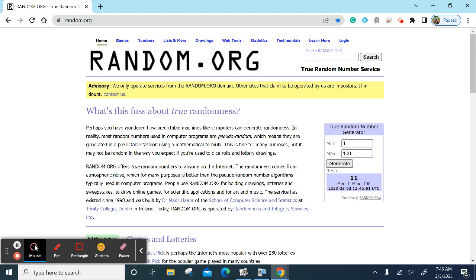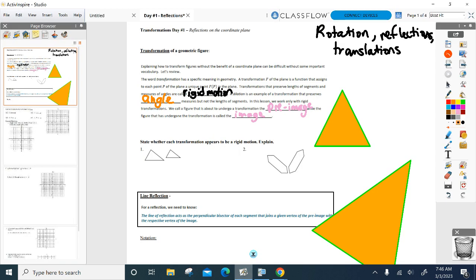Right off the bat, number 1. Do they look congruent? Nope. Not a rigid motion. I don't know what happened, but it's not a rigid motion, because a rigid motion would result in the two figures being congruent to each other at the end.